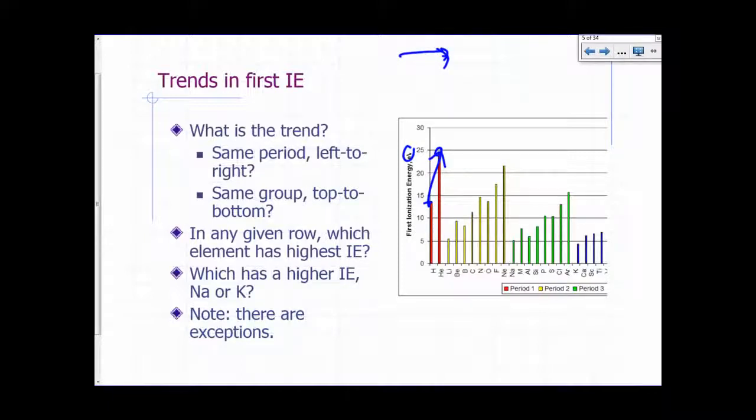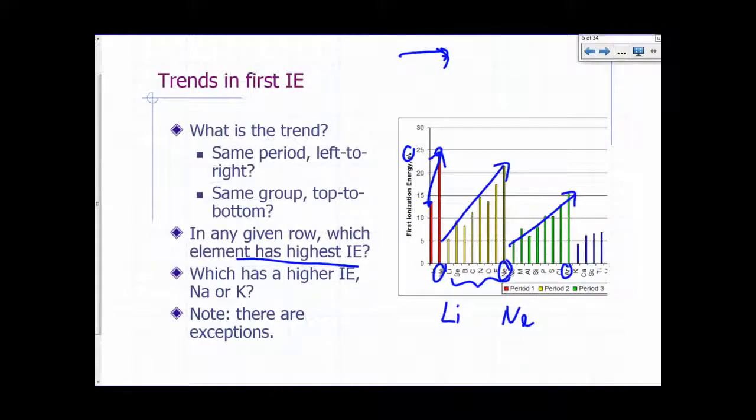Lithium, second row elements here, you go from lithium to neon. The general trend you can see is also increasing. So in any given row of your periodic table, the element or the atom with the highest ionization energy is the atom on the far right, the noble gases. So in any given row, the element that has the highest ionization energy would be the noble gas.